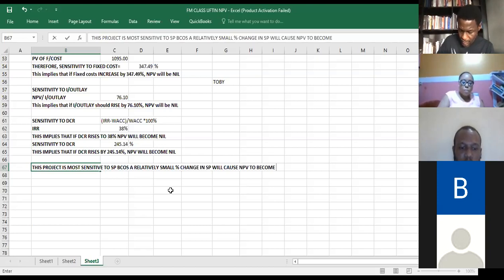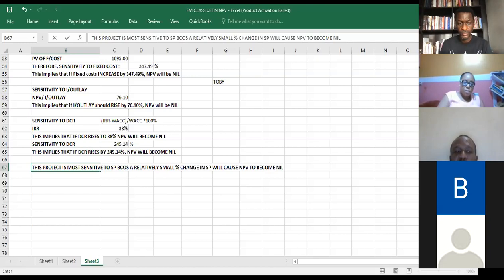So that was very, very important. Because the selling price is the one that has the smallest percentage change that will lead to an NPV becoming nil, it means that the project is most sensitive to selling price.